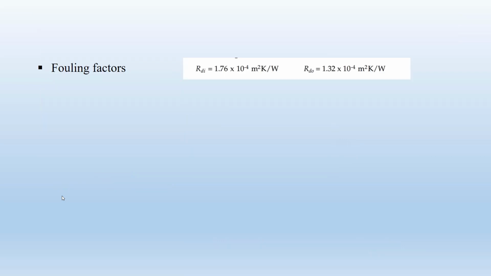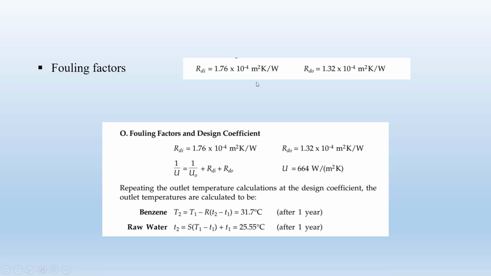So before that, you can also find the temperature after 1 year. How? By using the fouling factors. So if you assume that these are the fouling factors, you can find the new overall heat transfer coefficient, and then by using this overall heat transfer coefficient and repeating the process, we can find the new temperature, and this is the new temperature after 1 year.